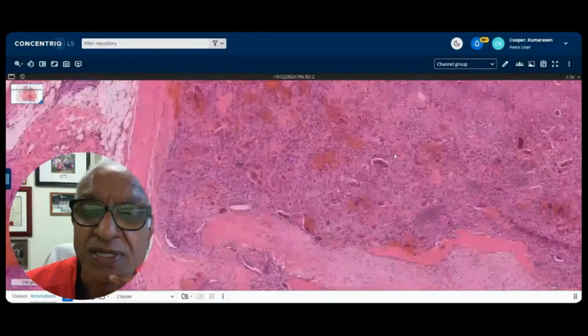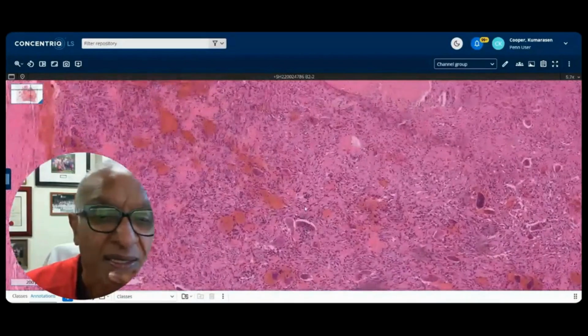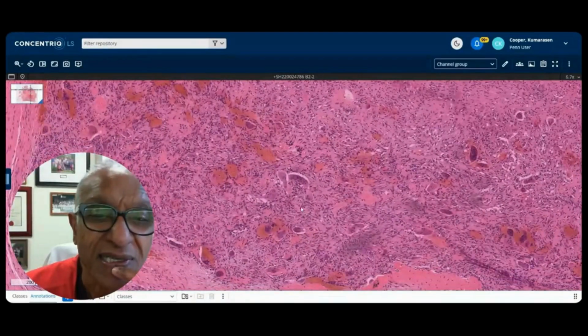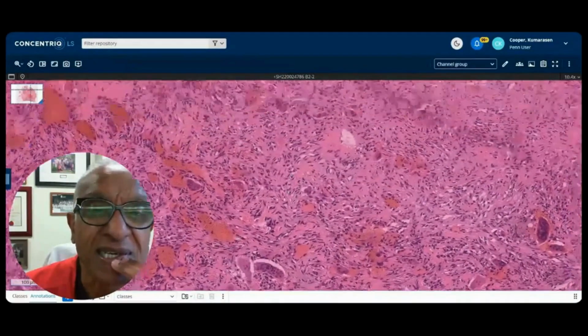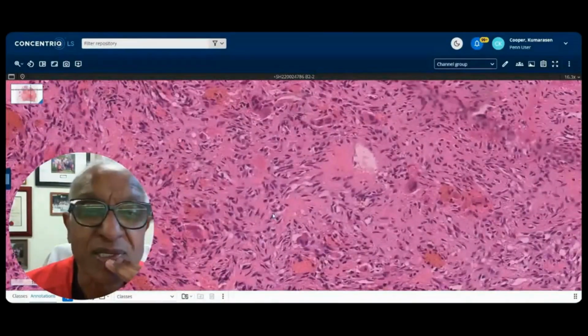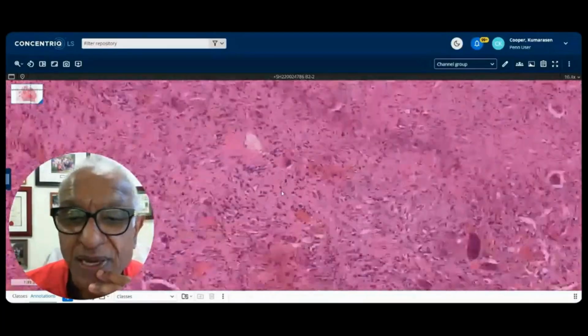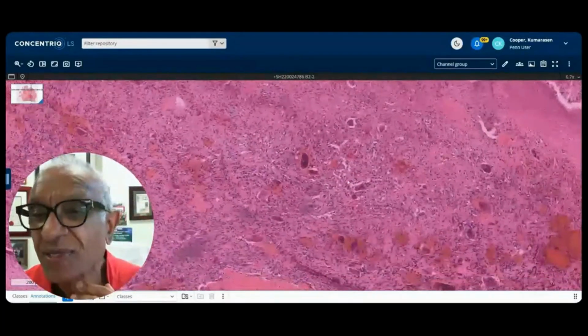These islands look pretty much clearer with morphology. Osteoclast-like giant cells, these spindle cells, and some of them looking epithelioid as well. And like I said, the stroma is quite vascular as well.